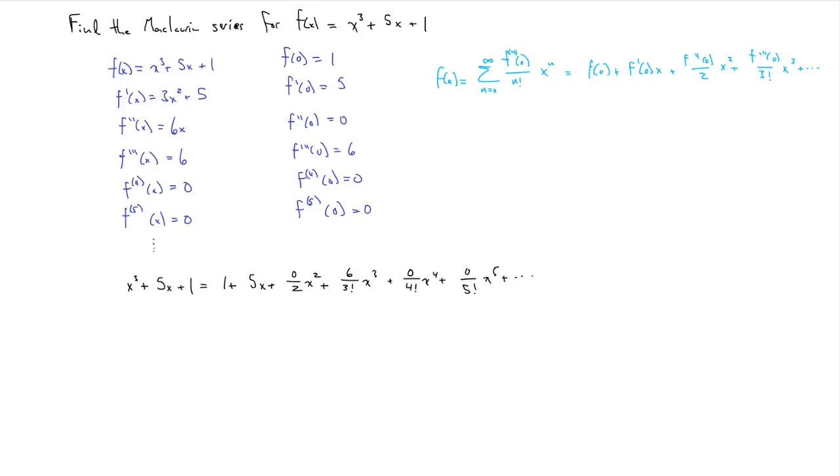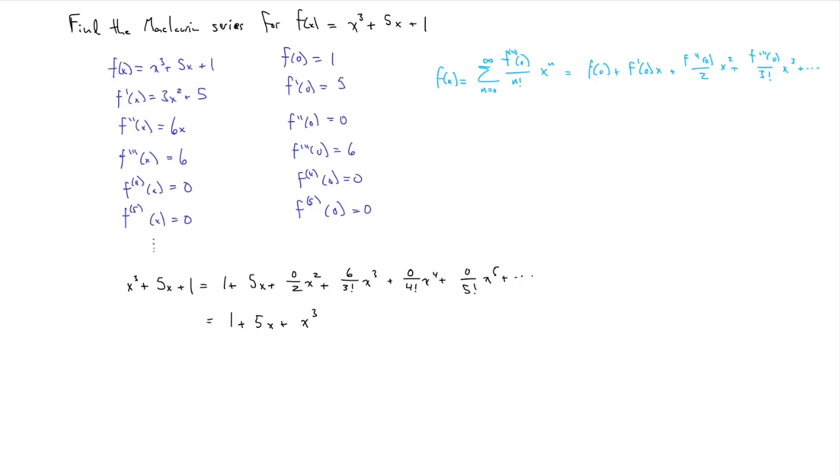We get that our function x cubed plus 5x plus 1 is equal to 1 plus 5x plus 0 over 2 times x squared plus 6 over 3 factorial times x cubed plus 0 over 4 factorial times x to the fourth, etc., all the remaining terms having a 0 in the numerator. And when you simplify that, since 3 factorial is equal to 6, 6 over 3 factorial is just 1, it simplifies to 1 plus 5x plus x cubed plus 0 plus 0 plus 0 plus 0 forever.